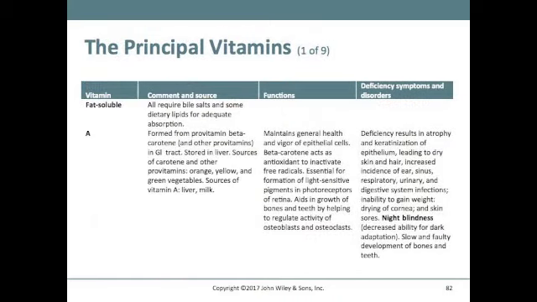And now this next slide brings us to table 25.10 on page 1035 in your book. And this table outlines the principal vitamins. So you can see that there's basically 2 types of vitamins, and that's fat-soluble and water-soluble. So again, I'll let you go through this table on your own time, but here's 1 of 9.